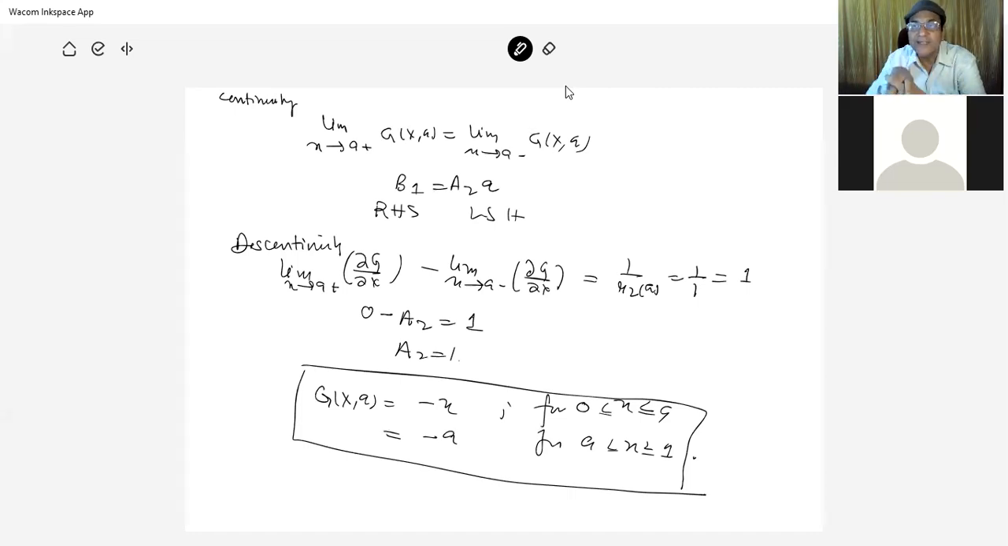So for finding the solution, we have 4 steps, and these are the 4 steps. After these 4 steps, we can find the Green function of any non-homogeneous differential equation. That is all about today's lecture. Thank you.